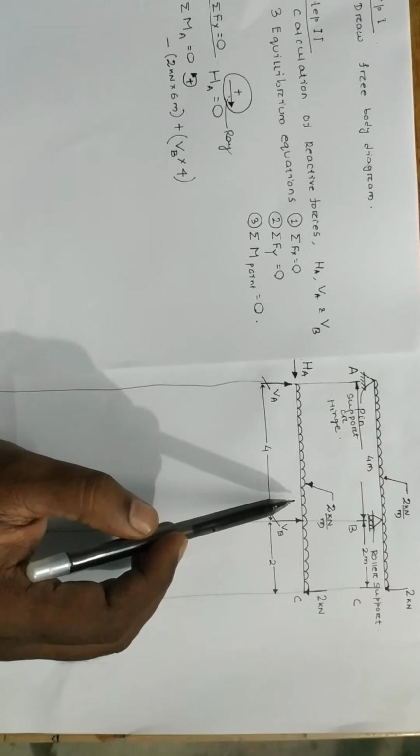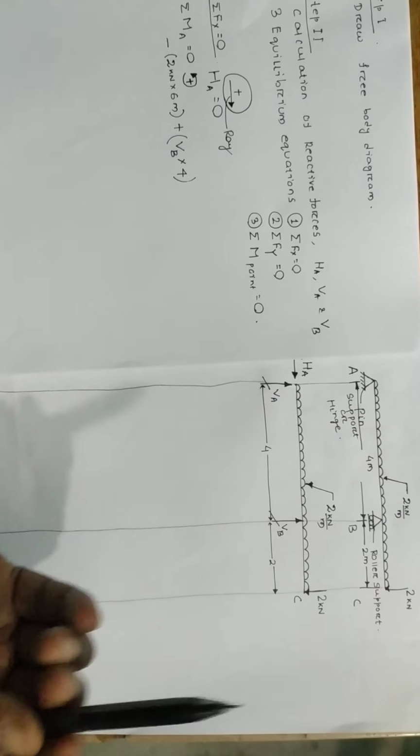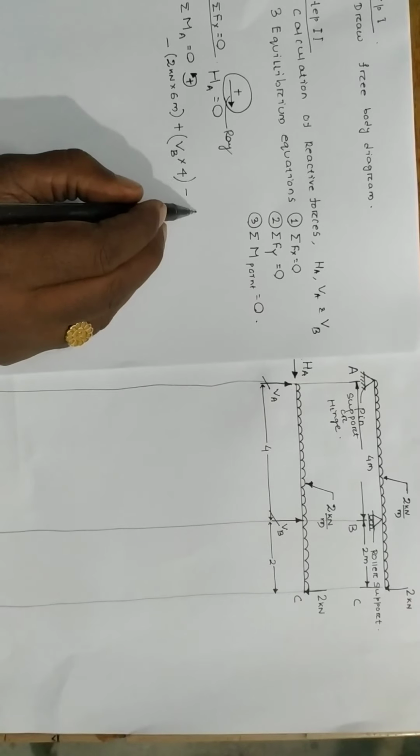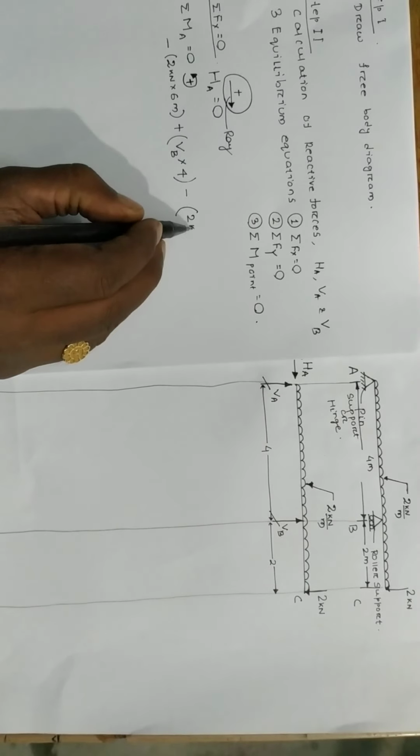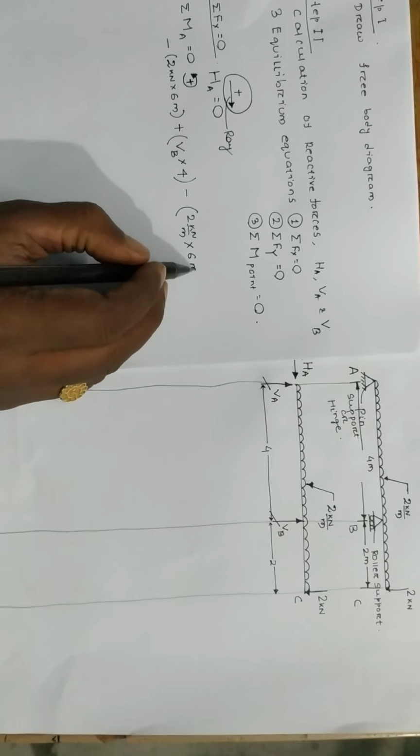If this will act at its geometrical center and it will be vertically downward in nature, the sense of the moment about point A will be clockwise in nature. So this will be minus. And what will be the force? The force will be 2 kilonewton per meter into 6 meter. This is the force.